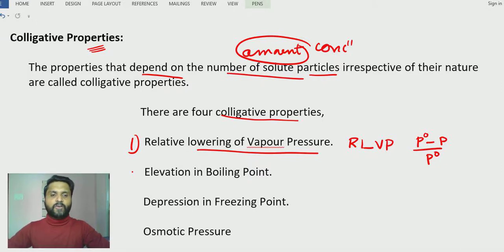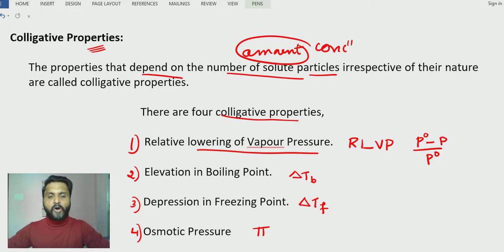Second colligative property is the elevation of boiling point. We are going to find the difference between the boiling point of the pure solvent and the solution, and it is the delta TB. Third colligative property is the depression in the freezing point. Here we are going to find the difference in the freezing points between the solvent and the solution. And the fourth one is the osmotic pressure. We represent osmotic pressure by the symbol pi.